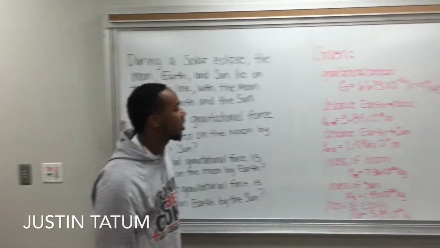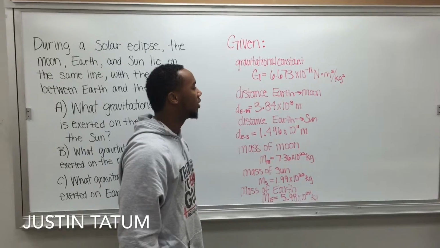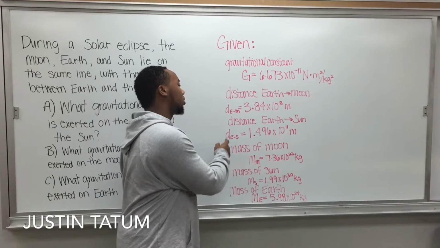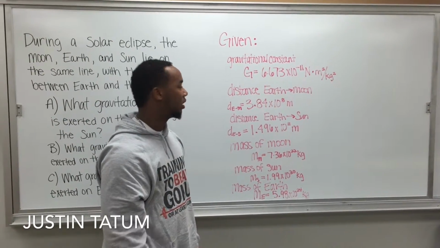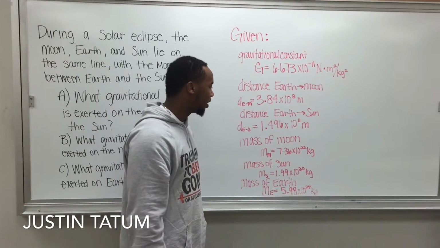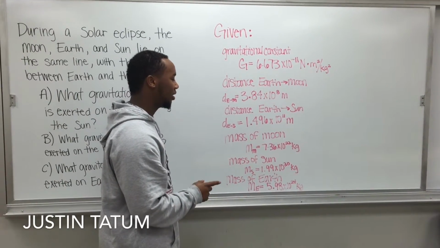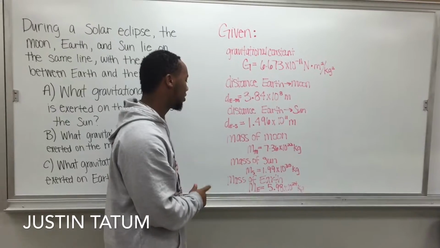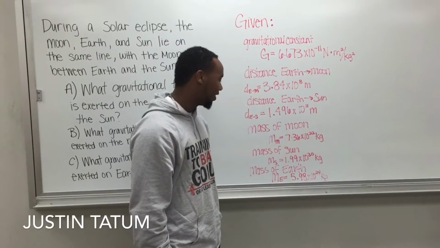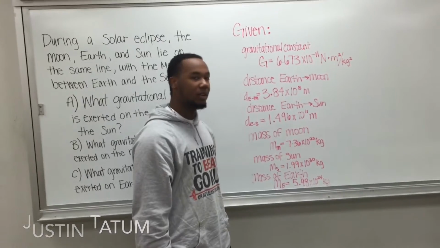We're given the gravitational constant, G, equal to 6.63 times 10 to the negative 11. The distance between the Earth and the Moon is 3.84 times 10 to the 8th meters. The distance between the Earth and the Sun is 1.496 times 10 to the 11th meters. The mass of the Moon is 7.36 times 10 to the 22nd kilograms. The mass of the Sun is 1.99 times 10 to the 30th kilograms, and the mass of the Earth is 5.98 times 10 to the 24th kilograms.